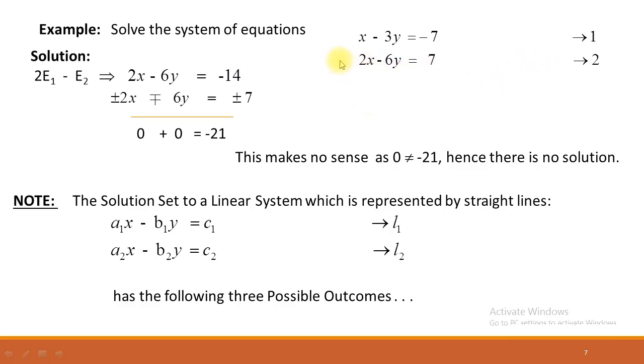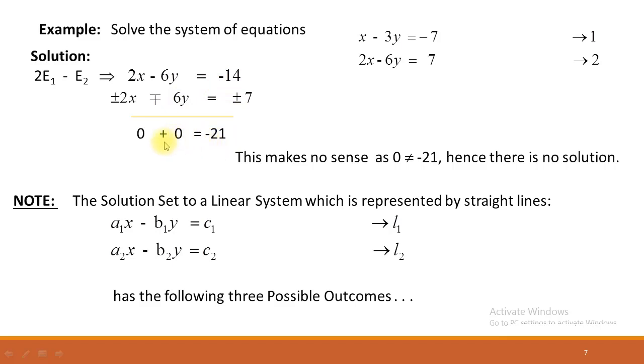Now for the solution, multiplying equation number 1 by 2, 2x minus 6y is equal to minus 14. Now subtract equation number 2 from this equation: 2x minus 6y plus 7. For the subtraction, change the signs of this equation: plus changes into minus, minus changes into plus, and plus changes into minus 7. After simplification, 2x minus 2x cancel, minus 6y plus 6y cancel, and minus 14 minus 7 is equal to minus 21.